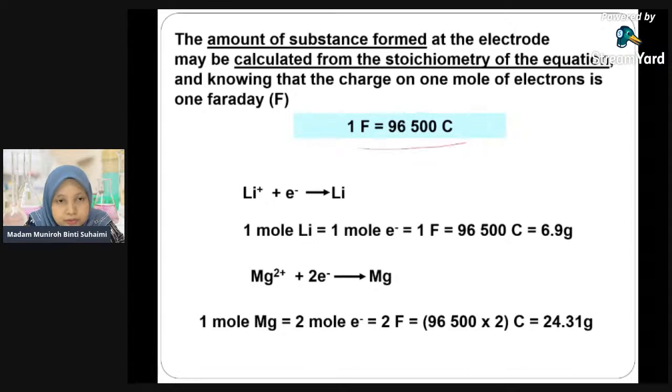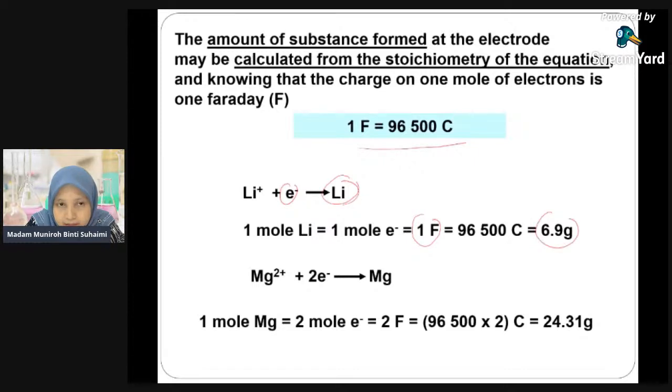So lithium, Li plus 1 electron produce Li. From this equation, we have 1 mole lithium. 1 mole lithium produced equals 1 mole of electron equals 1 Faraday, because 1 electron, equals 96500 coulomb equals 6.9 gram, 1 mole of lithium.